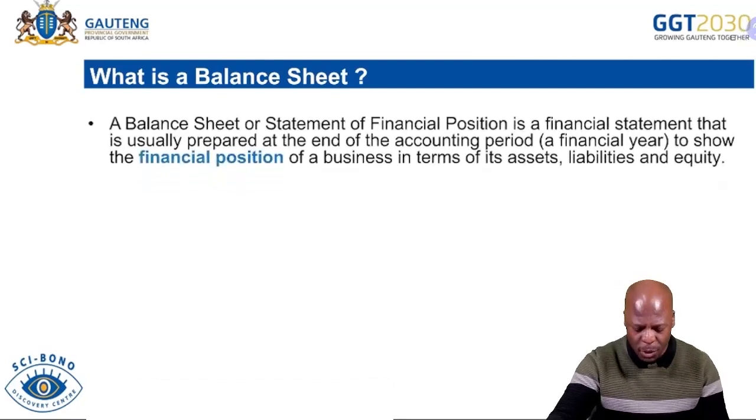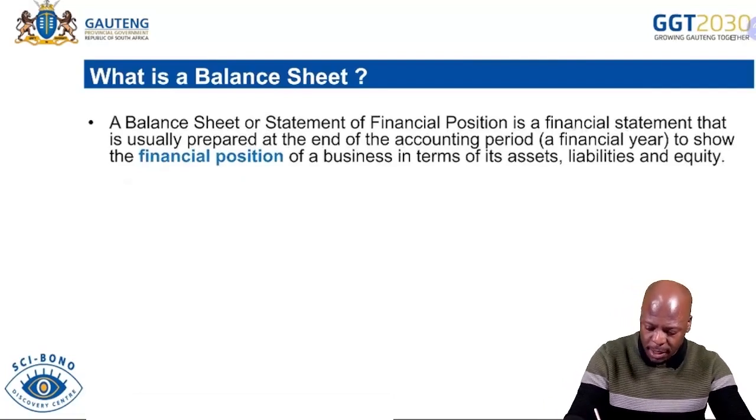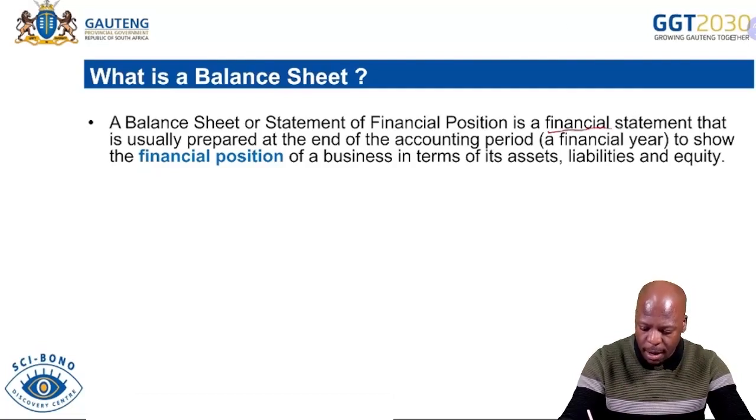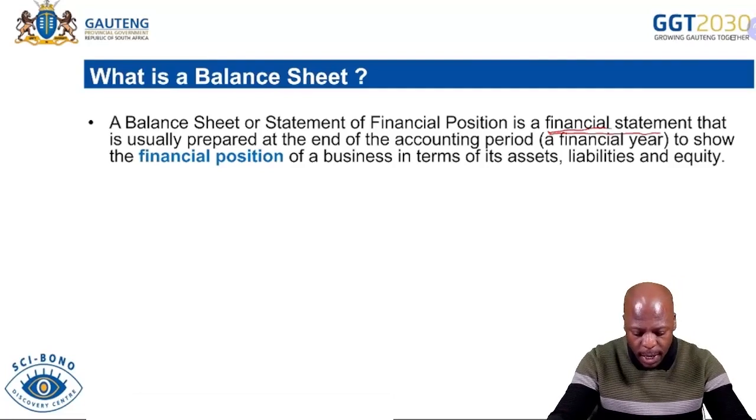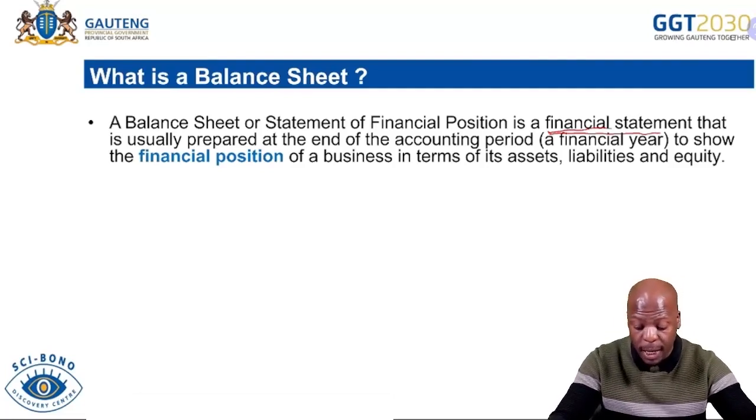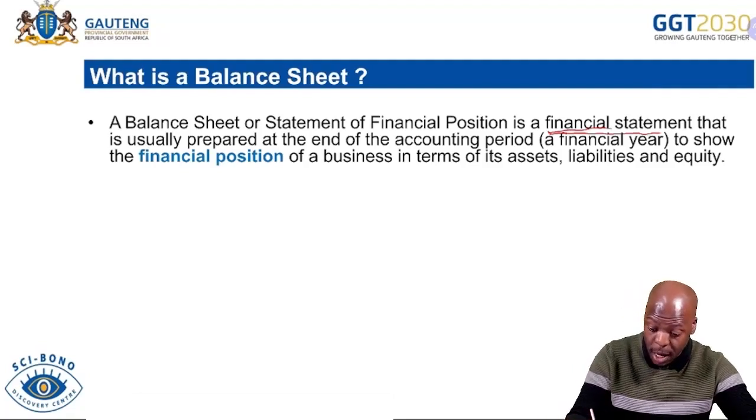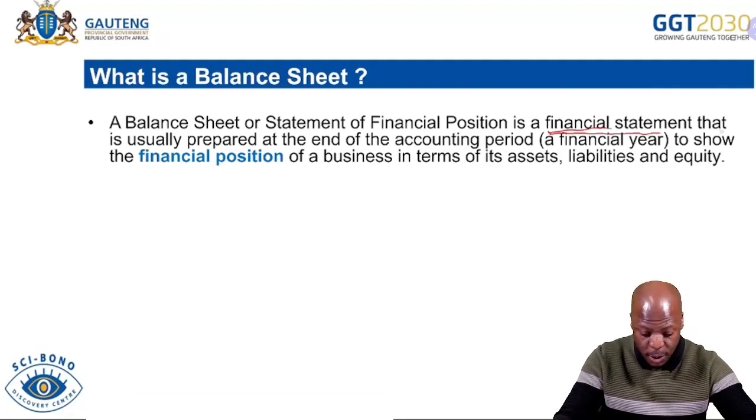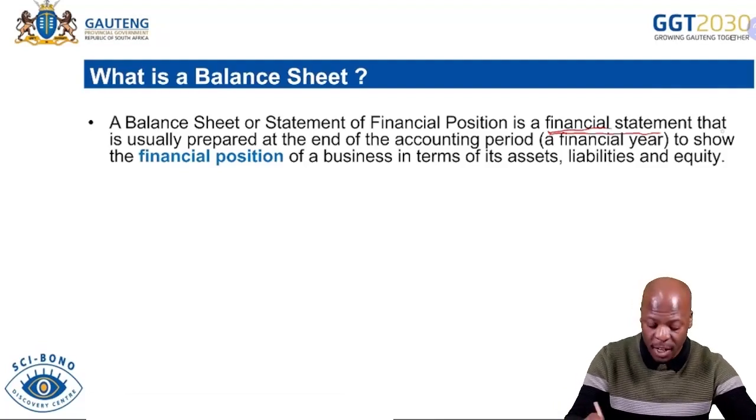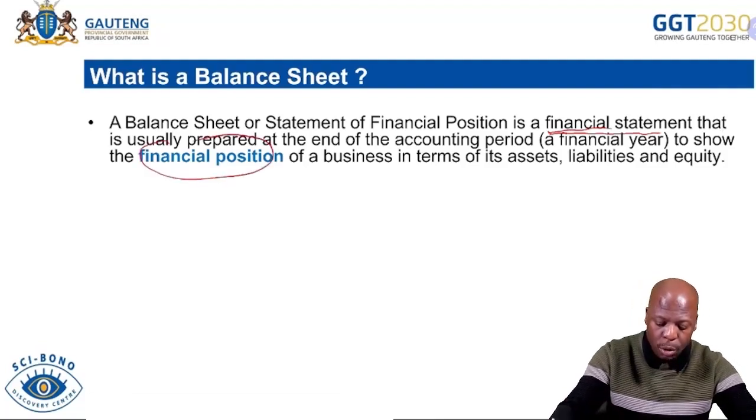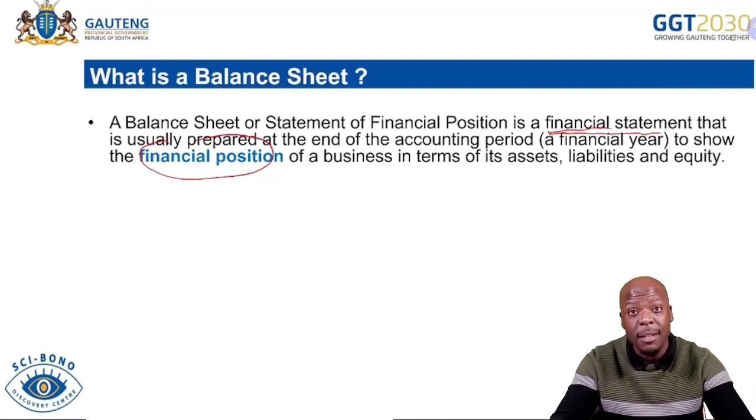So the first thing is to know what is a balance sheet. We're talking about the statement of financial position. So this is a financial statement. That is the first thing that we need to take care of, that the balance sheet is a financial statement. It is usually prepared at the end of the accounting period. And an accounting period, by now you already know, is a financial year. We're talking 12 months. To show the financial position. So its main purpose is to show the financial position of a business. That is in terms of its assets, liabilities, as well as its equity.